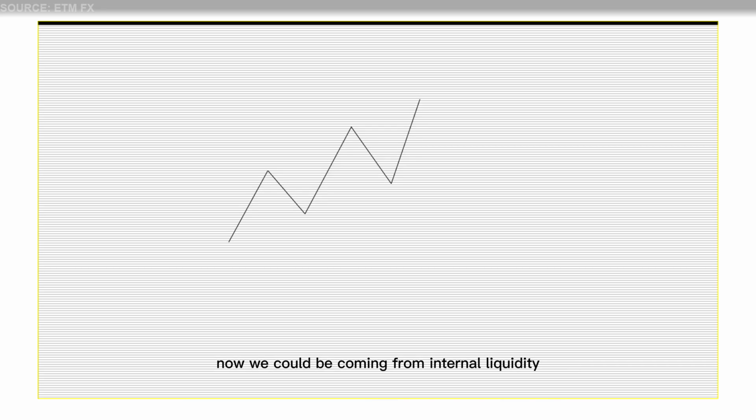Now, it could be coming from internal liquidity, but a lot of times retail traders use what you call a trend line. And now liquidity is resting underneath the trend line. So now that trend line becomes a magnet to attract price.